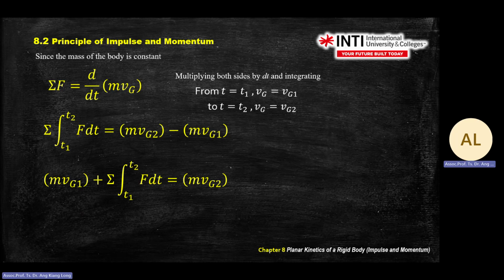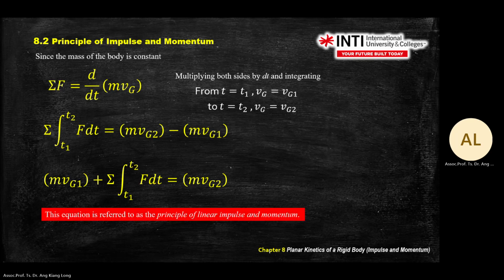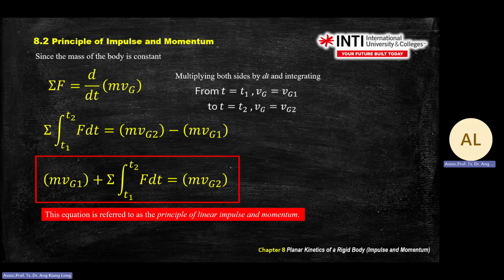What is impulse? Force multiply time, or force integrate time. Momentum is mass multiply velocity. So what happened before equals what is after. This is called the principle of impulse and momentum: mv1 plus the integral of F dt equals mv2. Just a reminder, every time a general equation is important in your test or final exam, there are always marks for that general equation.